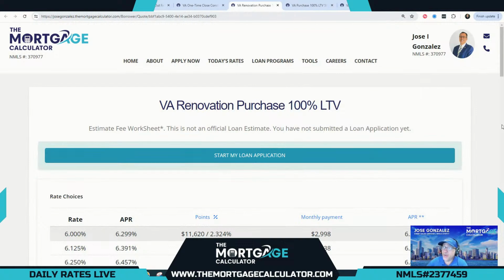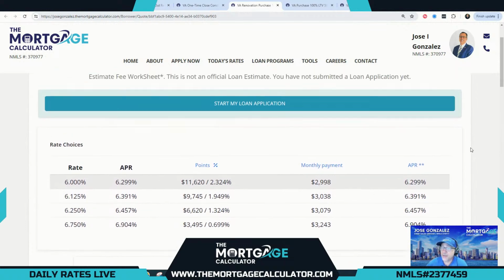Now our VA renovation loan purchase. This is where you are buying a property that either has condition related issues that would not allow closing with a non-renovation loan, or simply the borrower wants to convert their purchase into their dream home, so they want to include renovation funds, for example, kitchen replacement, bathroom renovation, windows, roof, and stuff like that. So make that home the dream home. And 6.75 is our lowest cost option at a cost of 0.699, and you can buy that down all the way to 6% at a cost of 2.324 points.